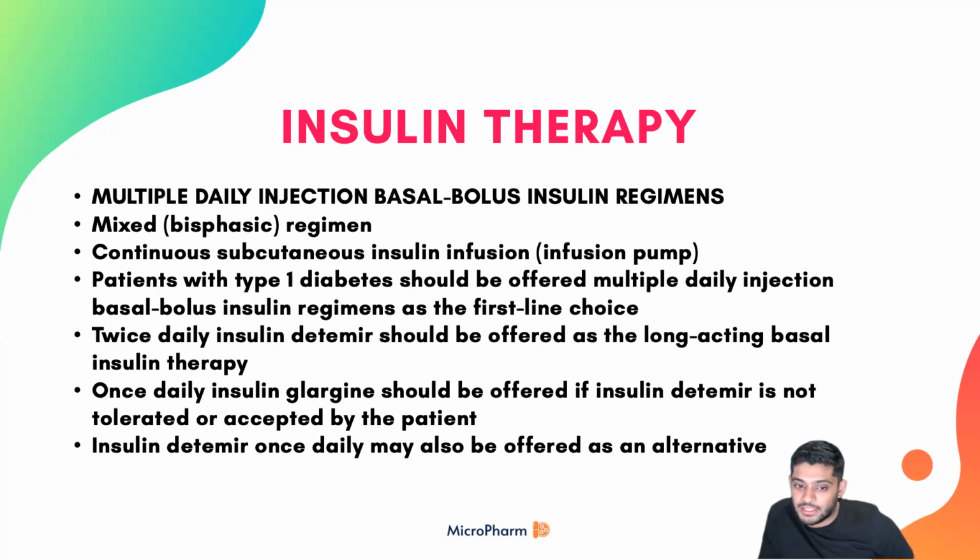If they can't have that, then you can give once daily insulin glargine. And if they can't have once daily insulin glargine, then you can give once daily detemir. So twice daily detemir is your first line. What's the brand name for detemir? Levemir, absolutely, yep. And the name should help you with that.